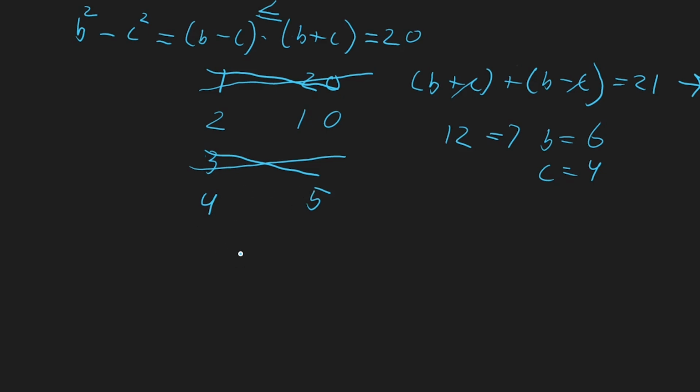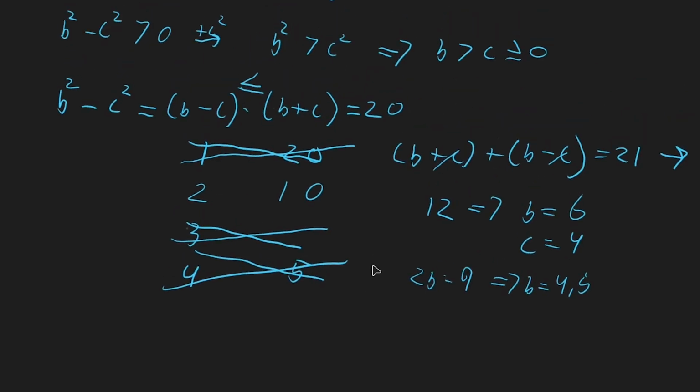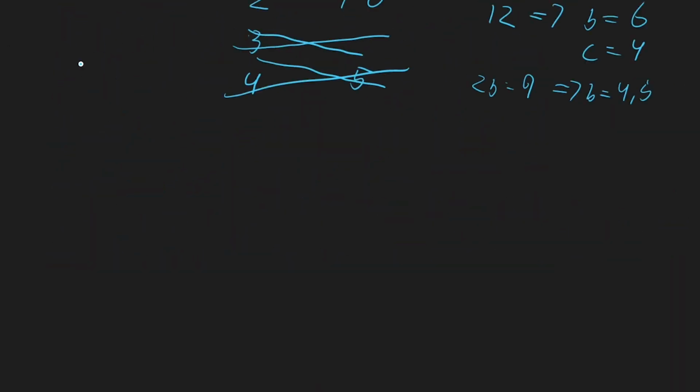Now, if we look at this, then we have 5 plus 4, that's 9, so 2b equals 9, and that gives us that b equals 4.5. And that's not an integer, so this is not a solution as well. So the only possible solution is b equals 6 and c equals 4.